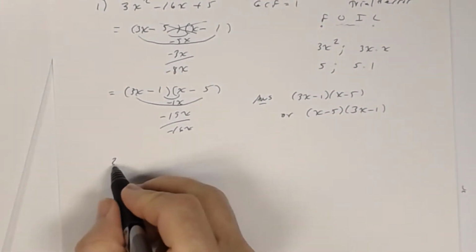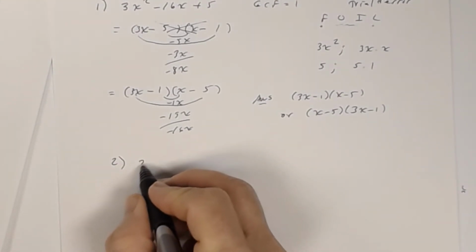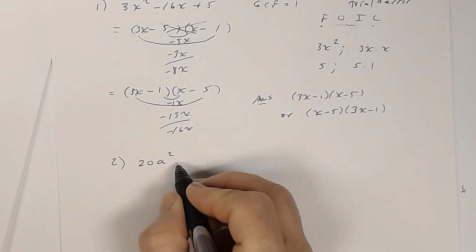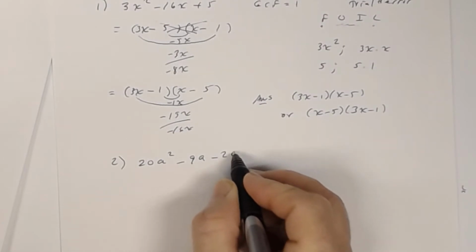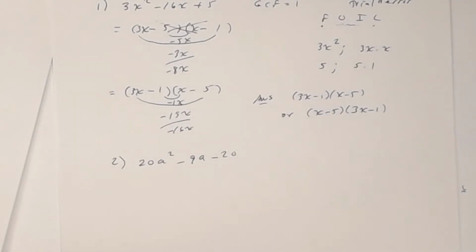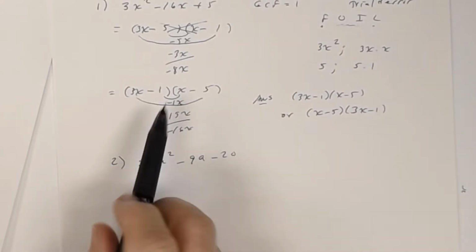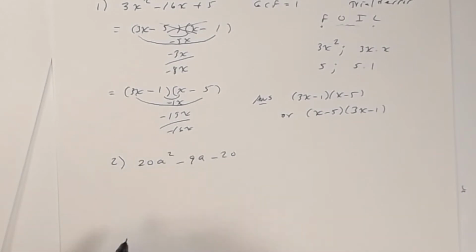Number 2, we have 20a squared minus 9a minus 20. Now that one's going to be a little bit more challenging. First of all, the last sign's negative, so we're going to have maybe more of these to deal with in terms of trial and error.